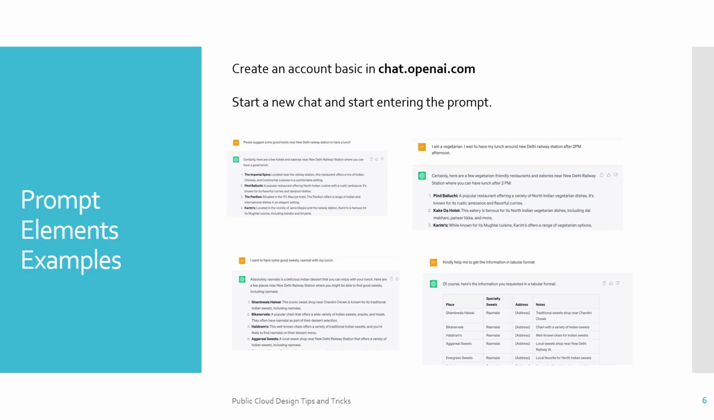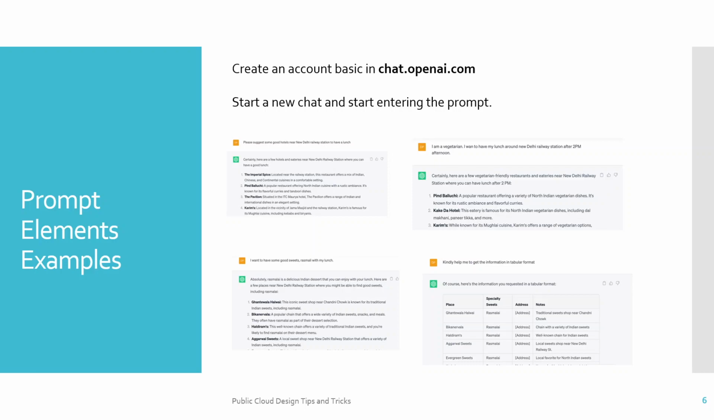Now, the third step. I've added a few more input data, for example, to have some sweets with my lunch. Then it is coming up with an answer about which hotels provide good sweets with lunch. It has listed a few hotels that are very famous for sweets.